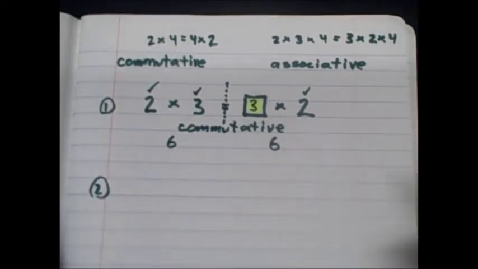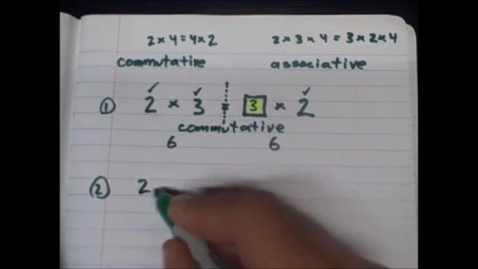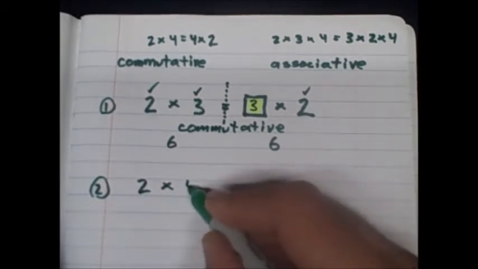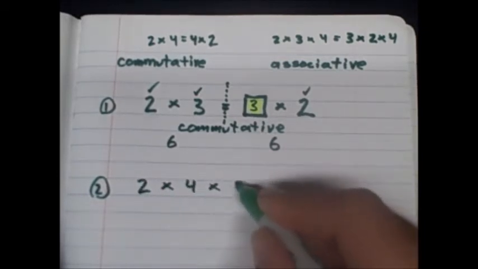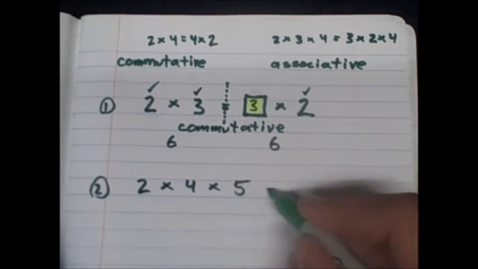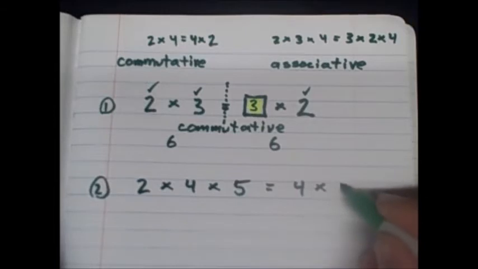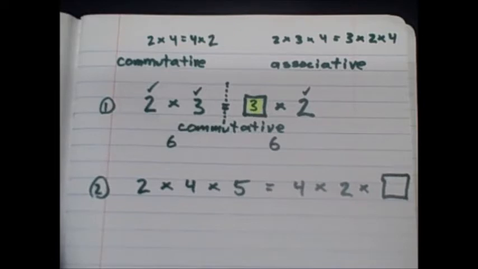Number 2. We're going to do 2 times 4 times 5 equals 4 times 2 times a missing number. You may pause the video while you work.